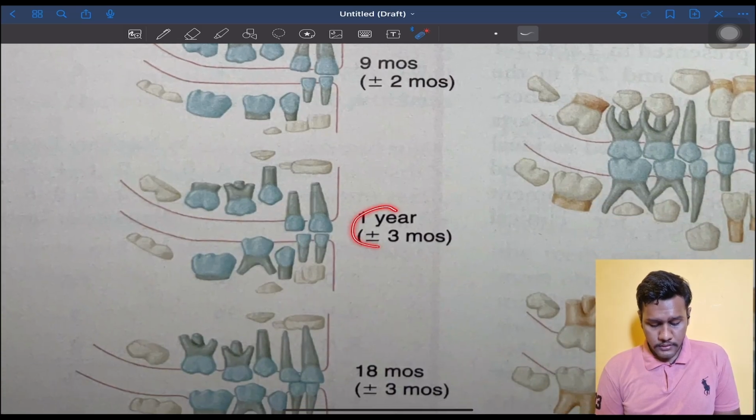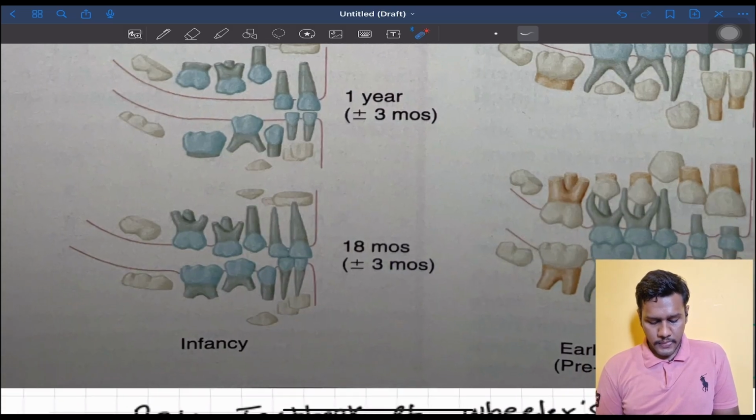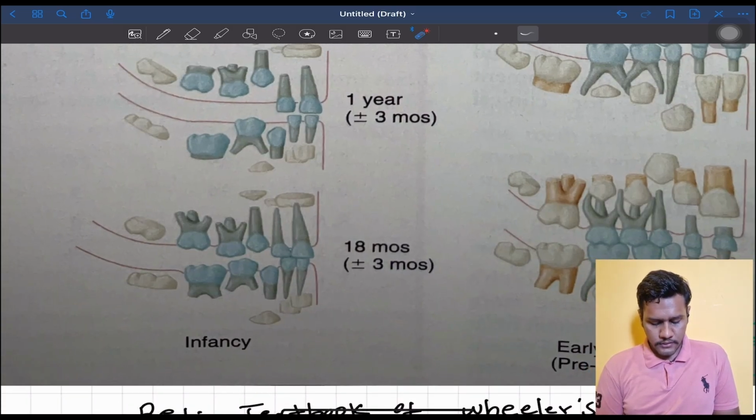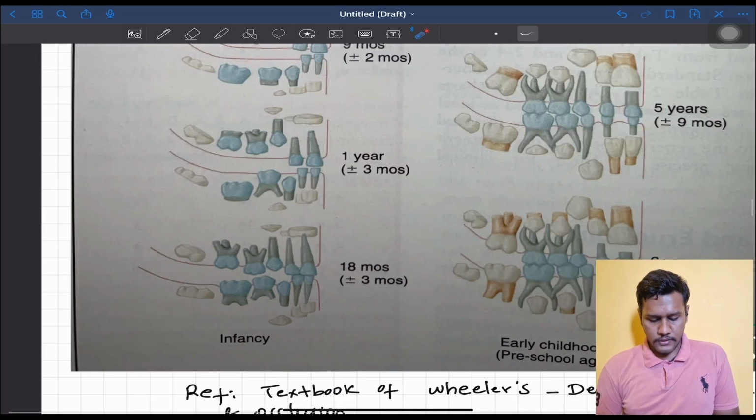If you take 1 year, instead of 12 months, the molar might come. This cannot be standard. Okay, there will be differences. There will be a difference in mean values. But you should be remembering this. This is during infancy. I said the period of 1 year is known as infancy.